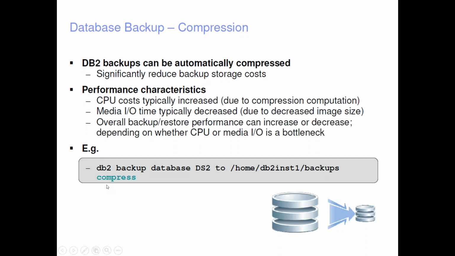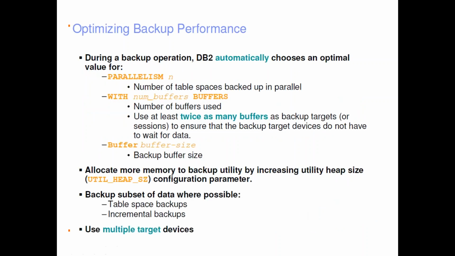So you can compress. Compression is always a trade-off between space and CPU. We can also optimize the backup performance by giving various parallel threads, right? I can give multiple target directories, right? But these are all taken care of by default. Even if we don't give, DB2 has something called automatic tuning, right? It calculates how many parallel threads and it does all this stuff.